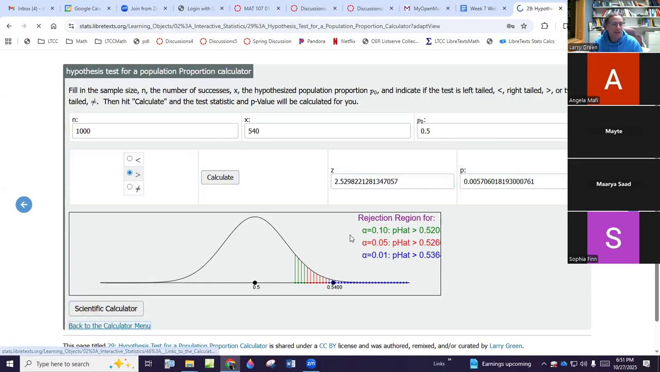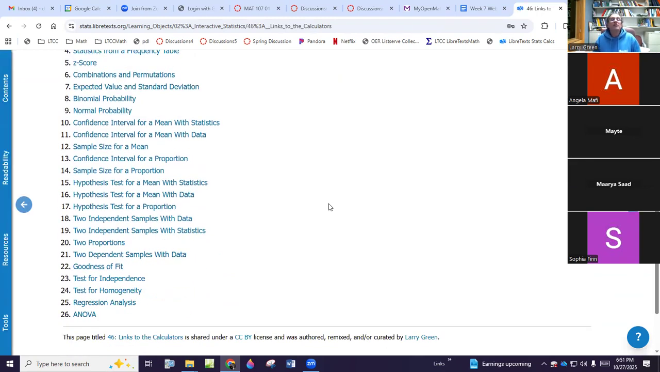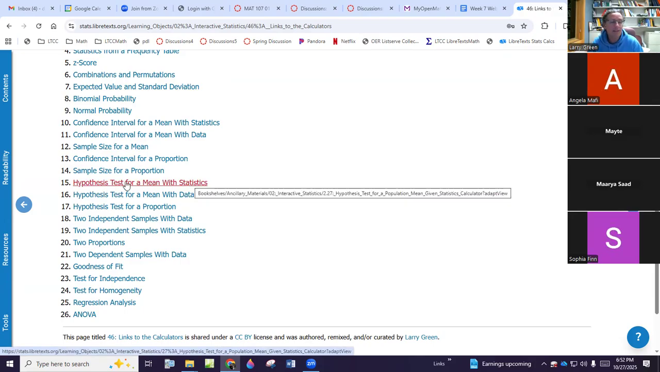So I can go back to the calculator menu. What calculator should I use? Based on the problem that I just showed you. What should we use? Yeah, hypothesis test for a mean with statistics. We don't have data here, we have statistics. We were given the X bar and we're given the standard deviation.